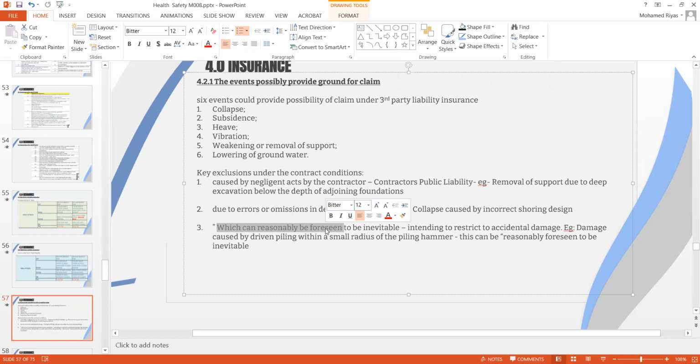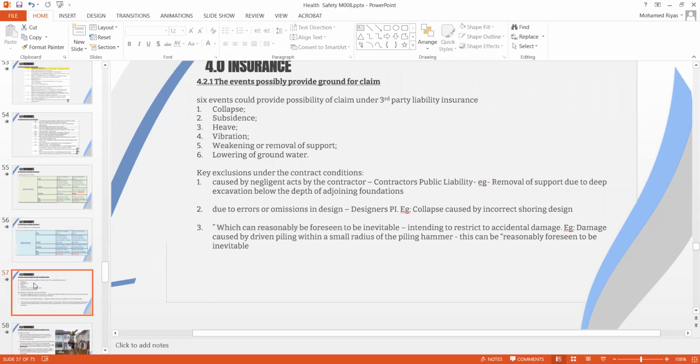Something which you cannot foresee, which happens accidentally, is the only thing covered in the insurance policy. So these are three key exclusions in third-party liability insurance, other than what we discussed in the car policy, what has been excluded. This is for the third-party liability.